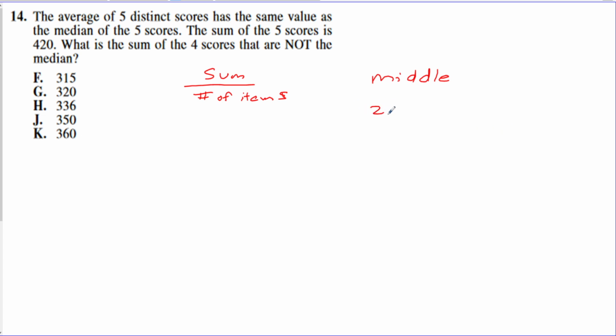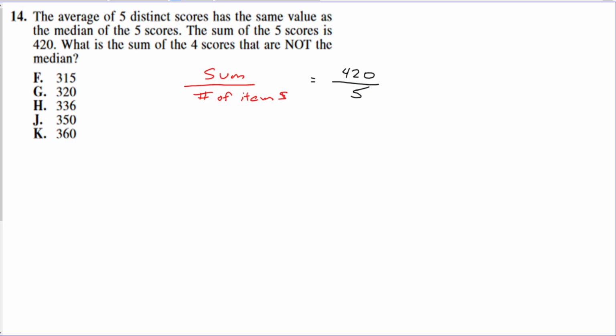So for example, if I had the numbers 2, 3, 4, 5, and 6, these were my 5 values, I would say 4 is the middle value, so 4 is the median, right? So what they're claiming is that whatever these scores are that we use to calculate the average, the median and the average are the same. And so to figure out what that same value is, we actually find the average. If they tell us that the sum of the 5 scores is 420, then the top of this calculation is 420, and the number of items, we know there are 5 distinct scores. So I can just say 420 divided by 5.